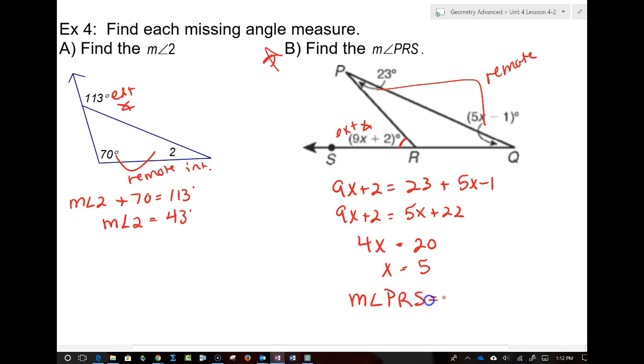No, we've got to plug it in. So we get 9 times 5 plus 2, my friends, which is 47 degrees. Was that really that hard? No. Okay, last but not least, I think common sense theorem that you have.